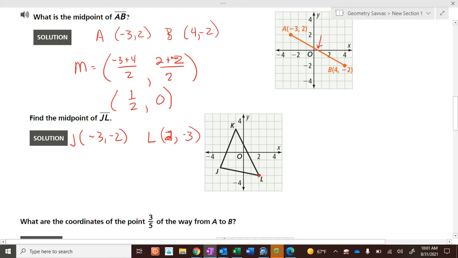Okay, so I need to add my x's and divide by 2. So what are my two x's, Mike and Nelson? So you take -3 plus 2 divided by 2. Then I add my y's and divide by 2. So Olivia Meehan, what is the two y's added up?